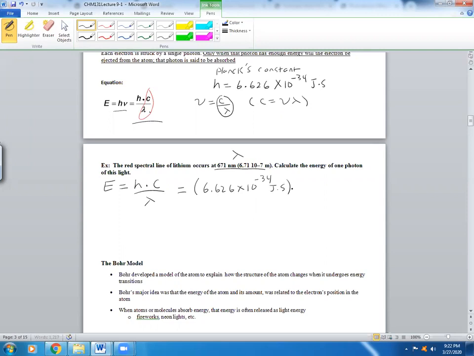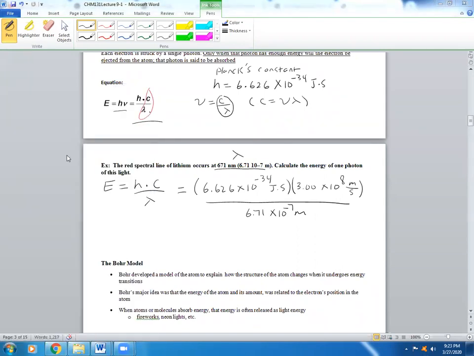times the speed of light. This is a constant. If you look back at the beginning, 3 times 10 to the 8th meters per second over, this was given to us converted, but be able in the future to convert from nanometers to meters and vice versa. 6.71 times 10 to the negative 7 meters.